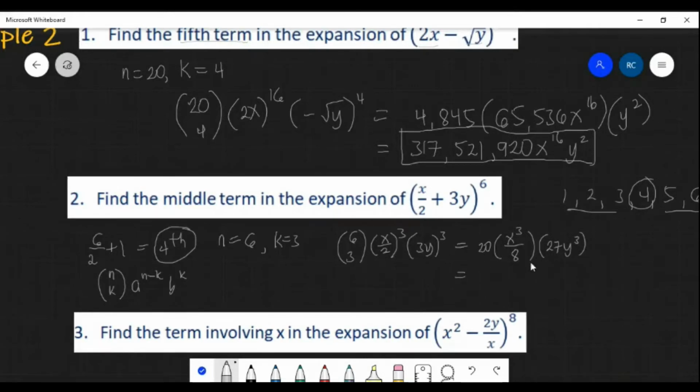Tapos, ito na yung ating i-multiply. Everybody, can you please multiply? 20, tapos ito. Ilan ang sagot? 135. Okay, very good. 135 x cube y cube over 2. At ito na po ang middle term. Okay? Klaro po yung sagot? Klaro po ba? Yes po.